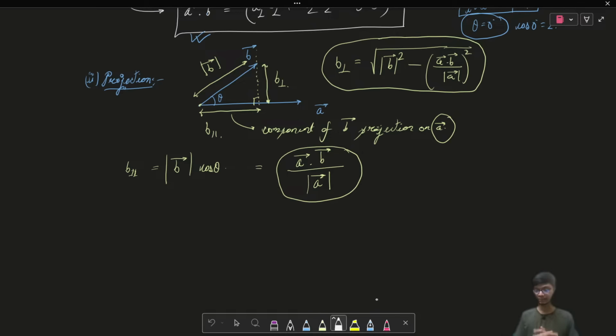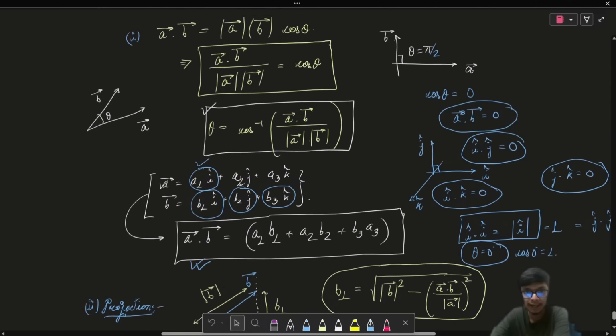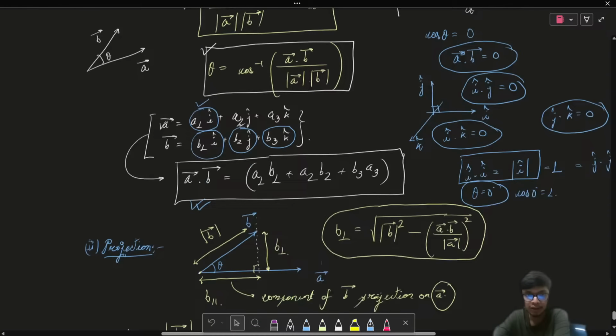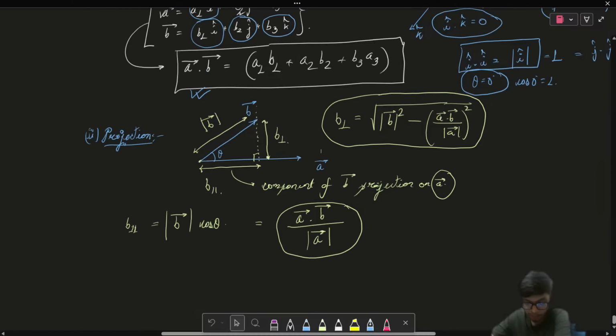So let's start with our lecture number 7. Today, first of all, in the previous class, we discussed how to find the angle between two vectors, right? We understood how to find the angle between two vectors by using the concept of dot product. Similarly, we also saw another geometrical implication, that is the projection. We learnt how to project one vector onto another. This is what we have learned in our last class.